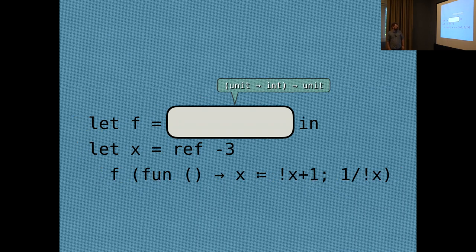stuff like this. Okay, here's something that should not go through. Right, so here I set up a reference, and I pass off a closure that increments the reference and then does 1 over dereference of x.